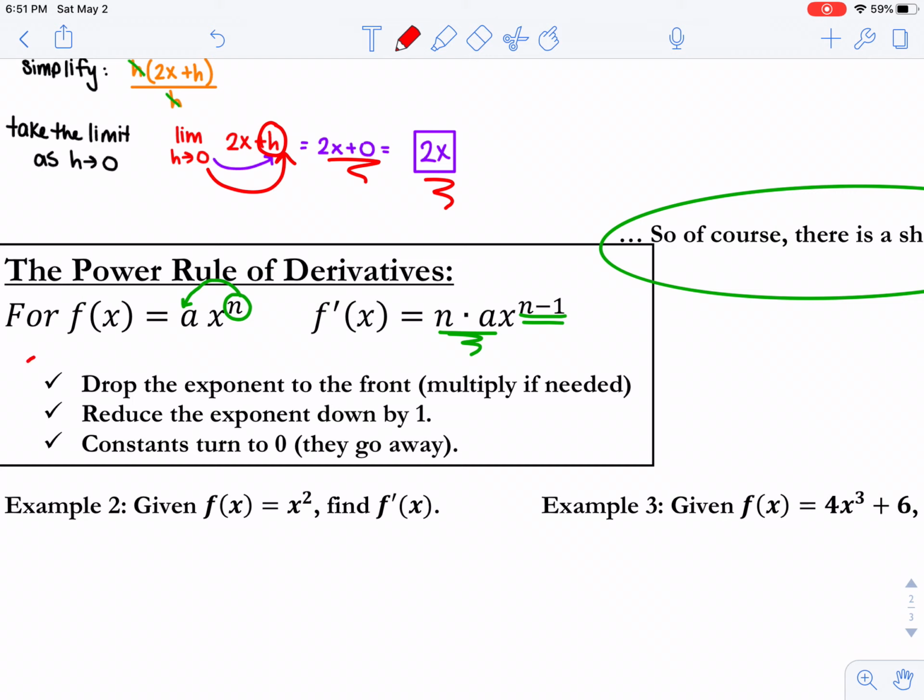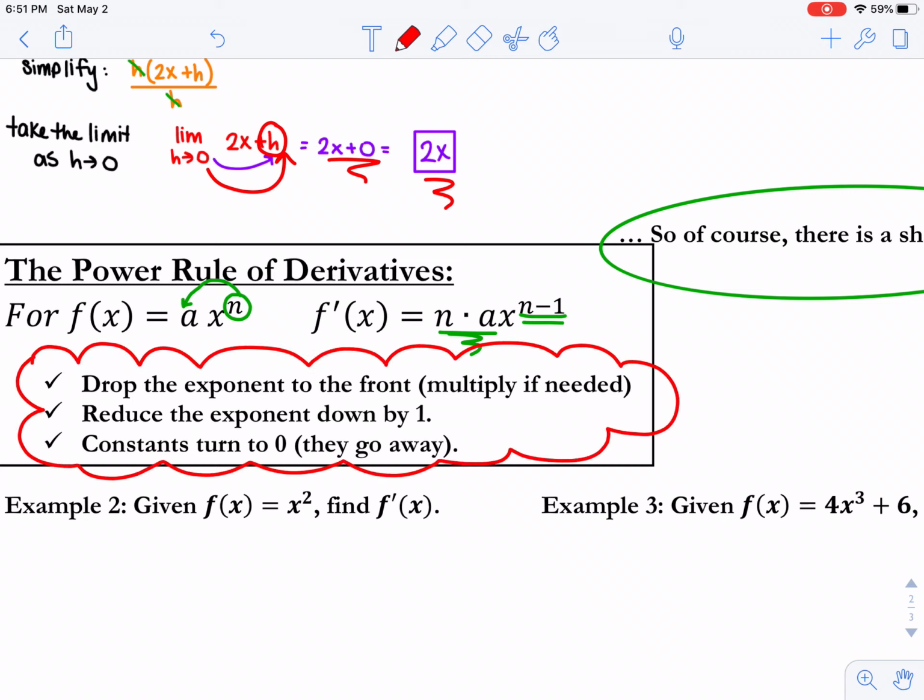Instead of thinking of the formula, I really think of these 3 check marks. The first one saying, drop the exponent to the front. If we need to, we'll multiply. Reduce the exponent or the power down by 1, and any constant is going to turn to 0. It's basically going to go away. Okay, so let's try it.